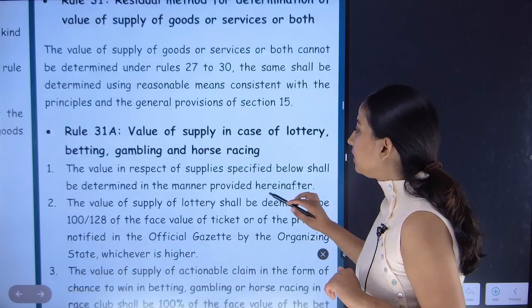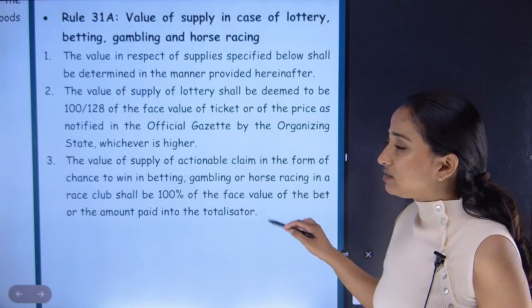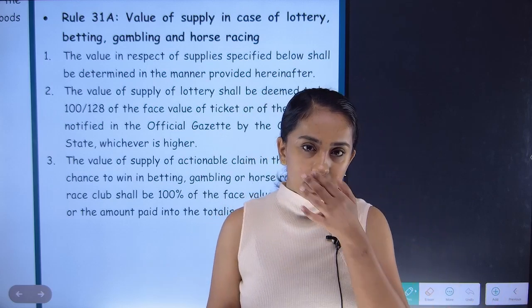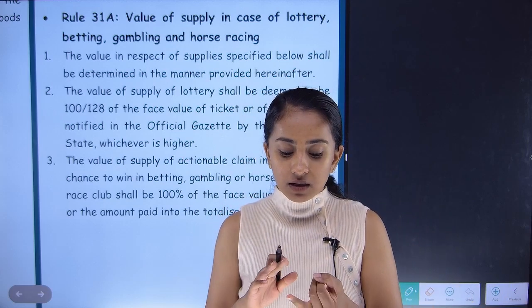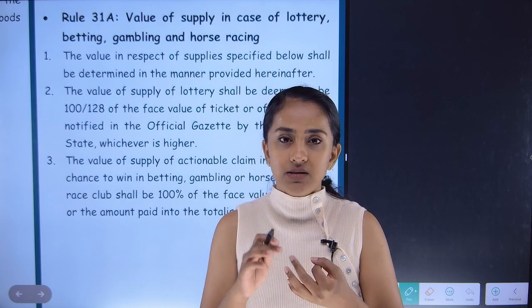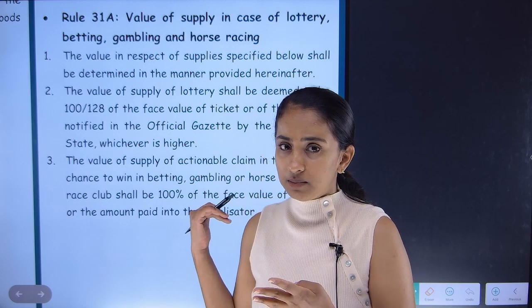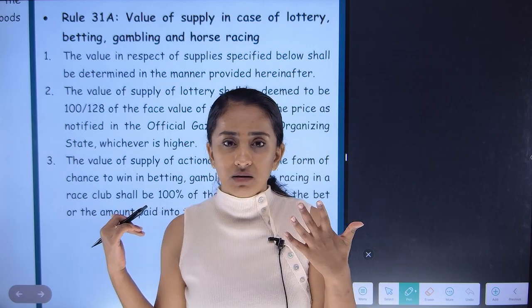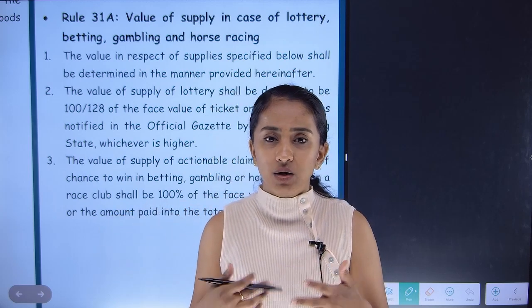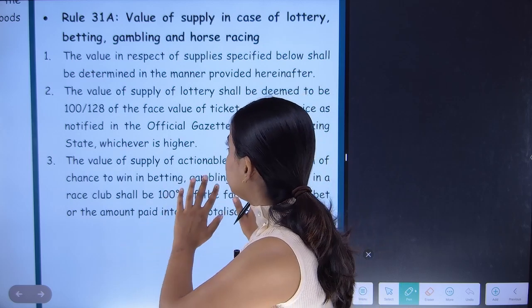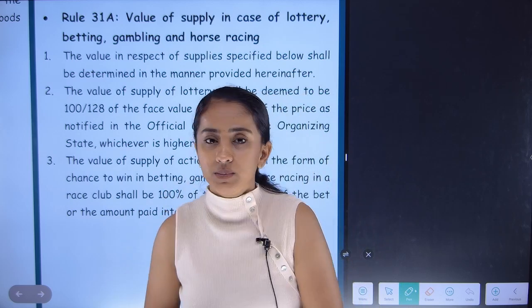Cool. Okay. Now coming to this, now these will be special cases. Whatever we saw earlier was all general cases. That is, consideration not wholly in money, transaction between related persons or distinct persons, transaction between agent. Now we are saying lottery betting gambling. Then you see foreign exchange, and whenever you convert foreign exchange, what will be the value of supply. So coming to the special cases, that is lottery betting gambling.